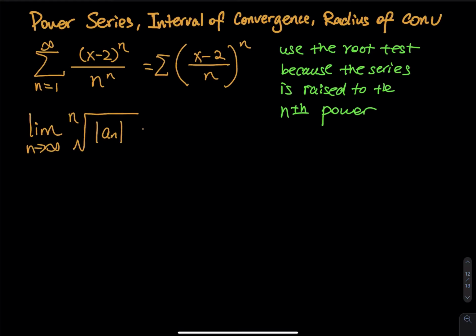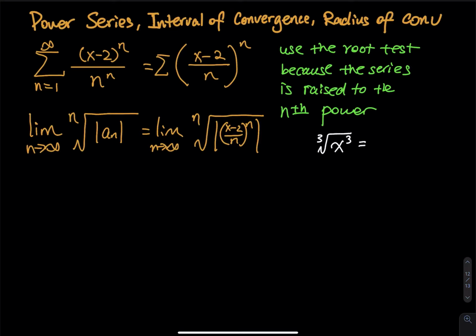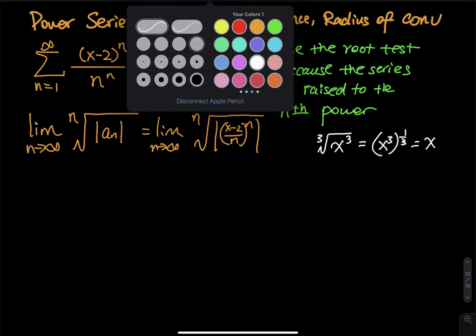And then that is the limit as n approaches infinity of the nth root of the absolute value of (x minus 2) divided by n, and then you raise it to the n, right? So do you still remember this? Let's say we have x to the third power. If you take the cube root of that, that is x to the third, raised to the 1/3 power, which equals x. So in here, the nth root and the nth power got cancelled.